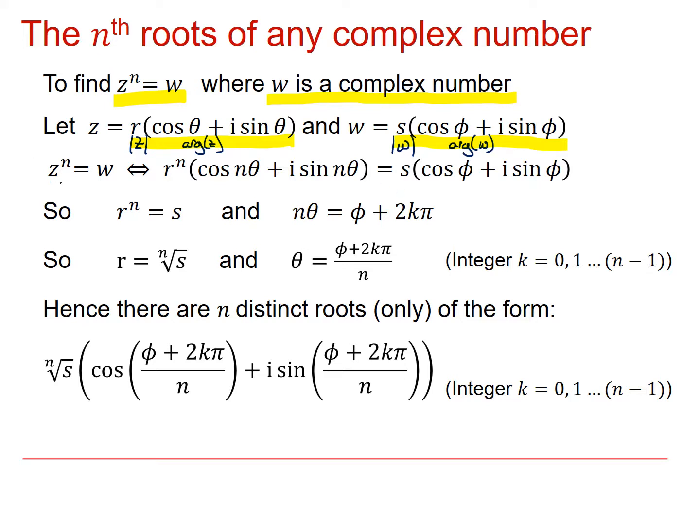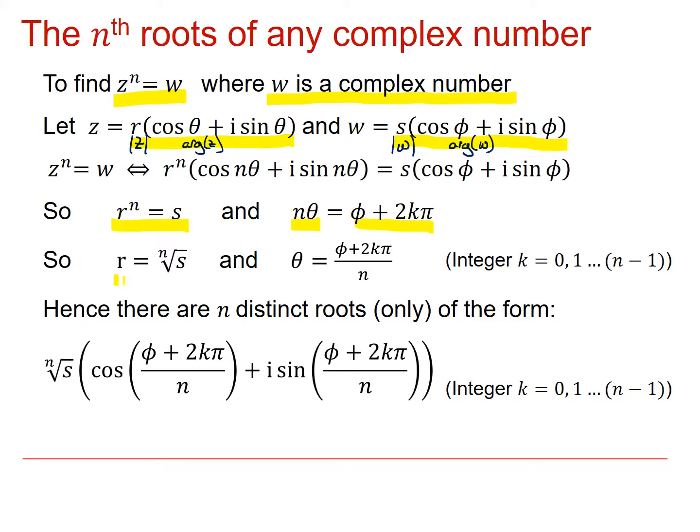So from my equation, z to the n equals w, this is the same equation but with z in modulus argument form, powered up. Used de Moivre's theorem here to multiply up the angles, and then here I've got w in modulus argument form as well. Now this only happens when r to the n is equal to s, and when n theta is equal to phi plus 2k pi. Remember, it's phi plus any multiple of 2 pi.